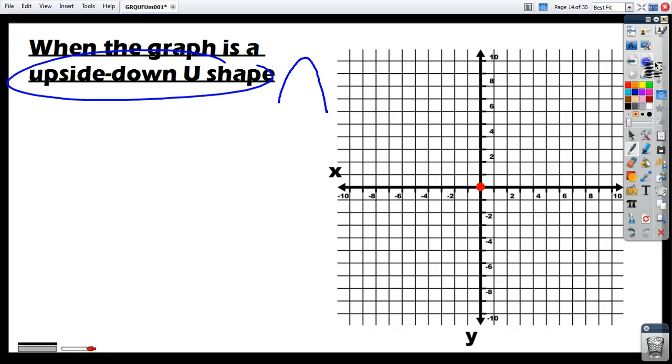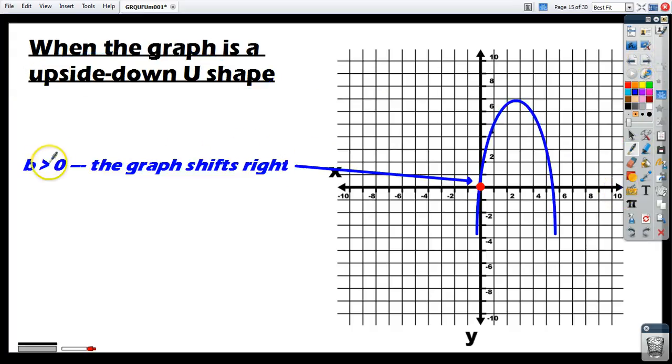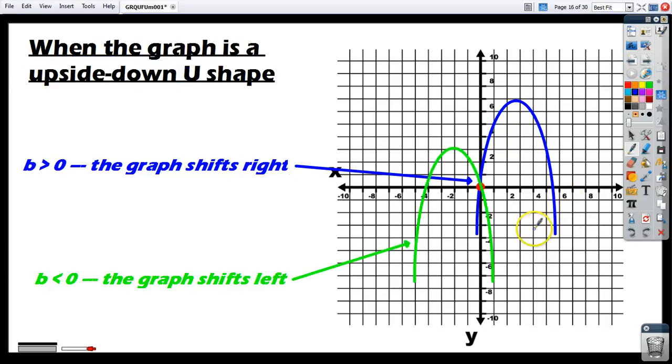In this case, what I'm talking about is this. This time, again, B is a positive number, bigger than 0. But because it's an upside down U shape, the graph shifts to the right this time, not the left. So we have to look for two things. We have to look at whether it's an upside down or a right side up U shape, and then look at B. So in this case, because B is a positive number, it shifts to the right. And then, of course, the reverse is true. If B is less than 0, or a negative number, it shifts to the left.